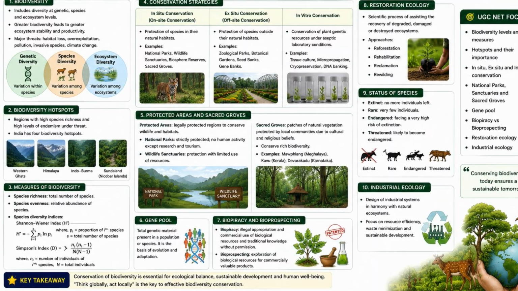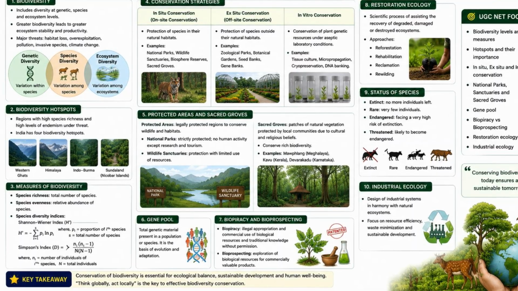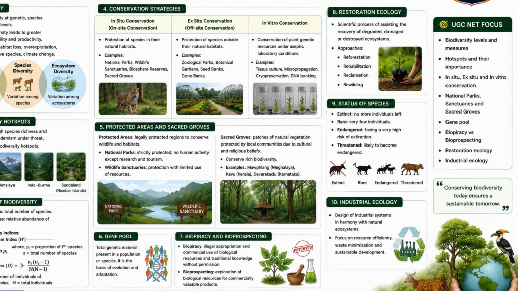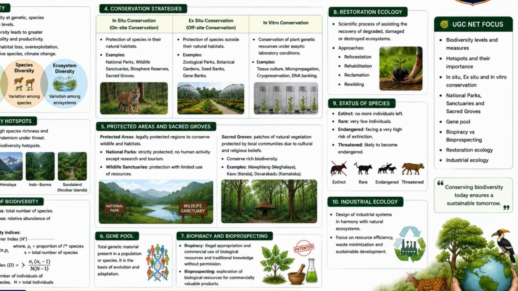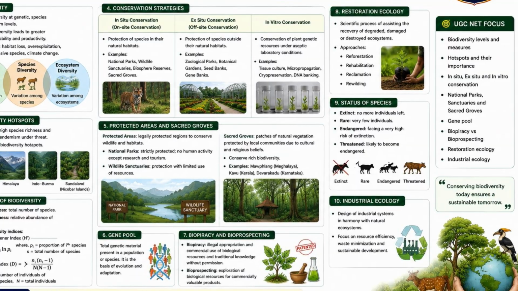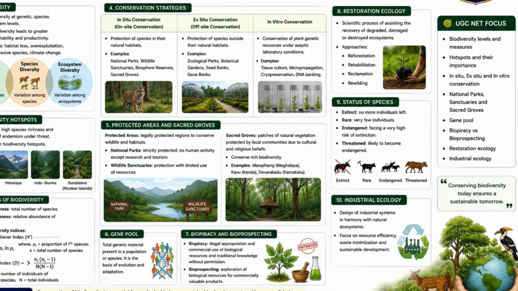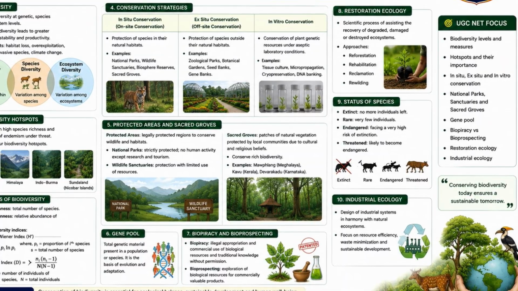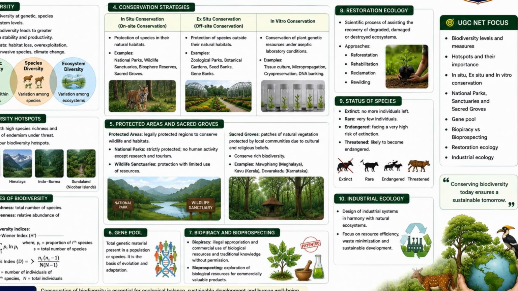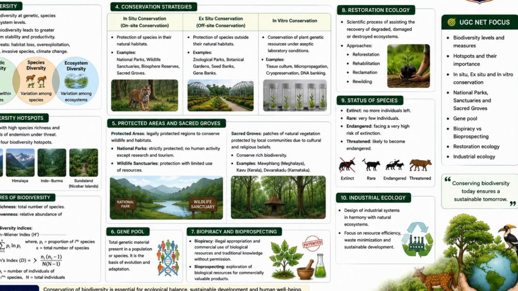An important concept in biodiversity conservation is that of biodiversity hotspots. A biodiversity hotspot is a region characterized by exceptionally high species richness and endemism that is under severe threat due to habitat loss. According to Norman Myers, a region must contain at least 1,500 endemic vascular plant species and must have lost more than 70% of its original habitat to qualify as a hotspot.